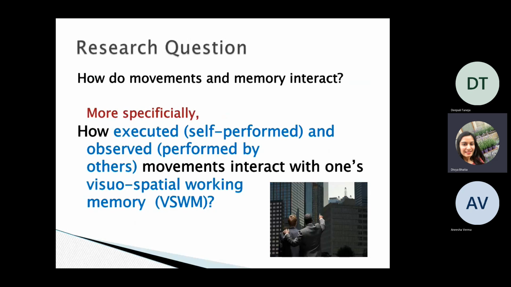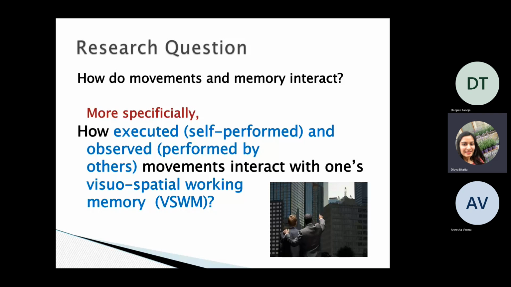So the pointing movements, for instance, are performed by person A, but somehow it benefits memory for this person. How? These are movements performed by someone else, but they are interacting with my memory. How does that work? Whether it works. Whether these movements have some memory advantage for this other person's working memory, who is looking at these pointing movements. That's what we were interested in.